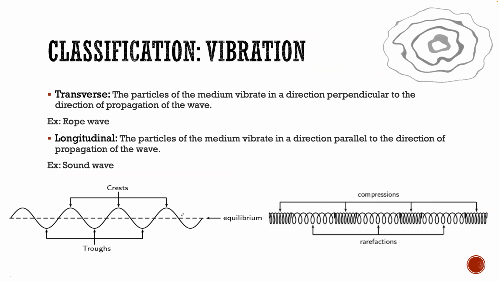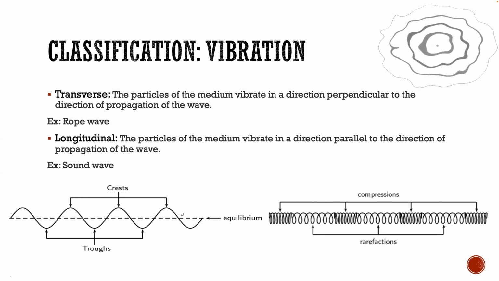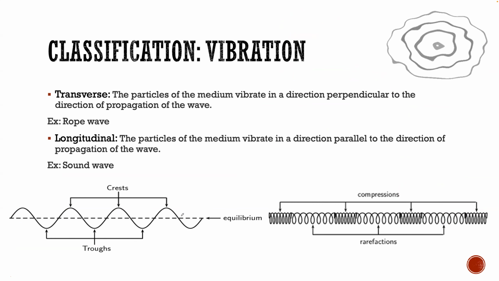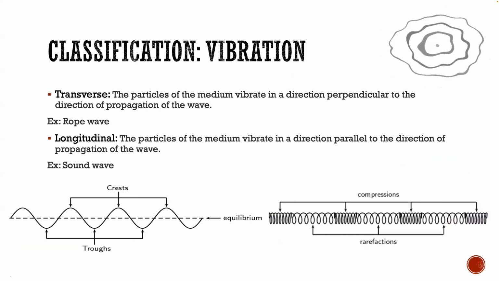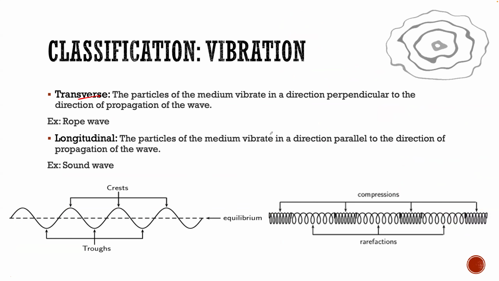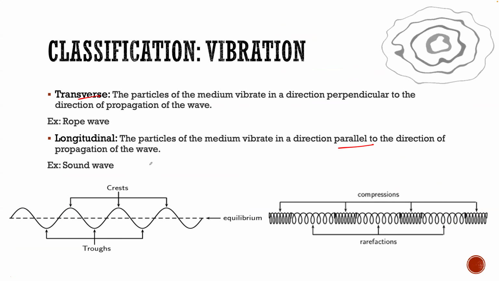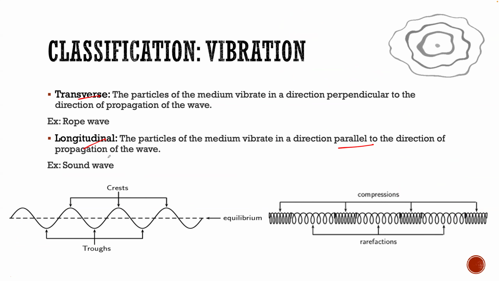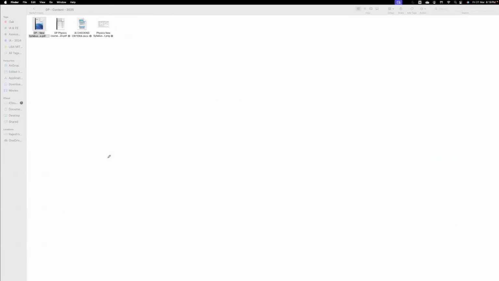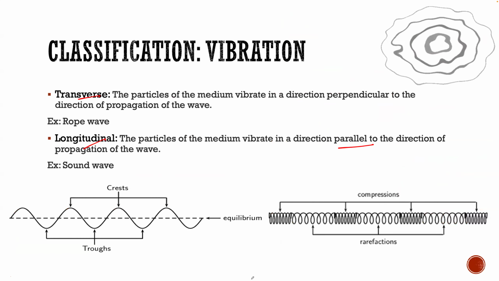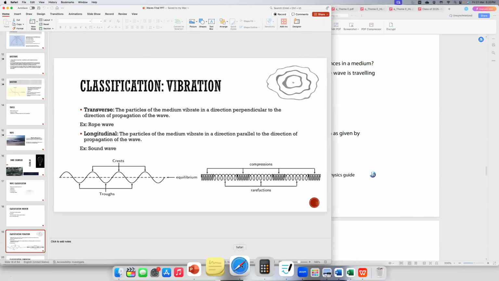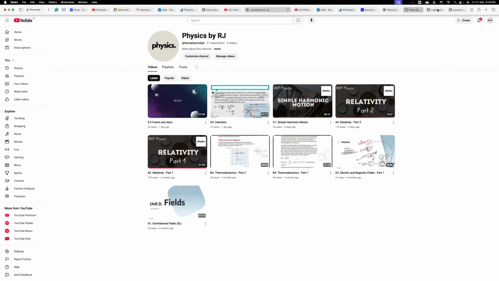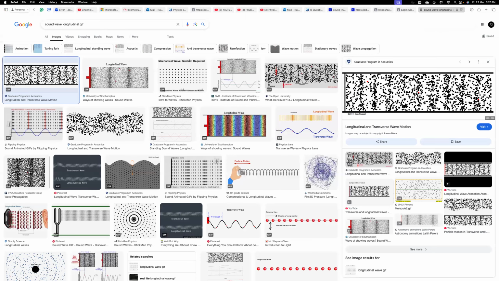Yes, the second classification is based on how the particles are vibrating. If particles vibrate perpendicular to the direction of propagation of the wave, we call that wave a transverse wave. And if the particles are vibrating parallel to the propagation of the wave, we call that wave a longitudinal wave. So let me show you an example. Yeah, look at this example here.